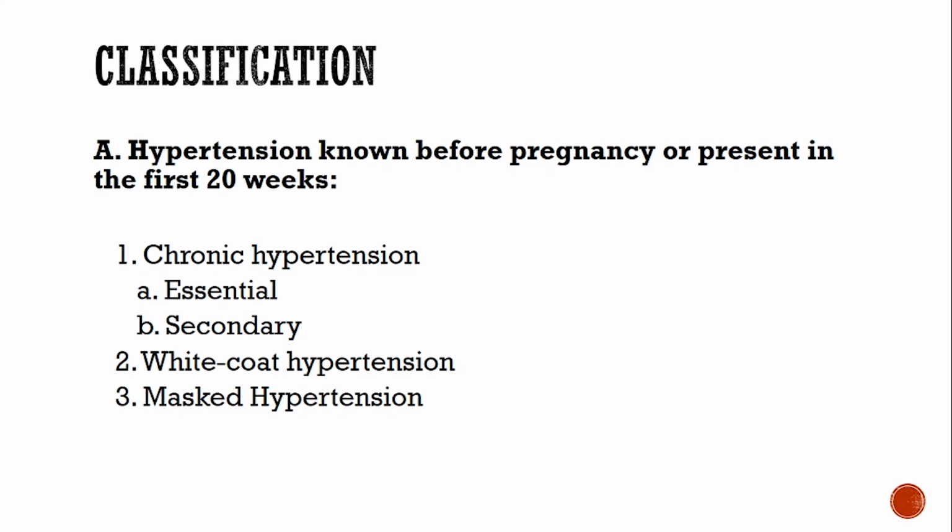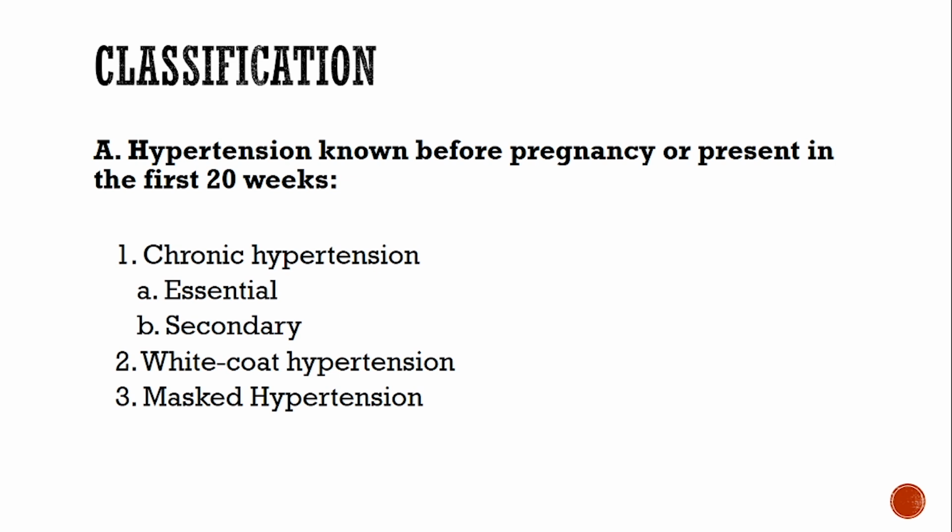So we are going to now talk about classification based on these two subheadings. So for ease and to make the lecture clearer, we'll just call this class A and the other class B. So for class A, we say hypertension known before pregnancy or present in the first 20 weeks. Now, there is further subclassification of this class A, which is class 1, 2, and 3. For class 1A, it is chronic hypertension, which is subclassified further into essential and secondary.